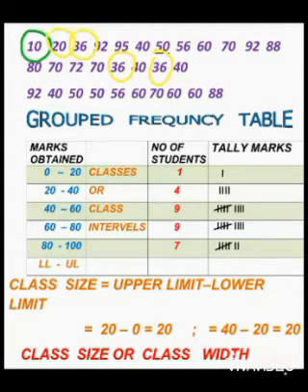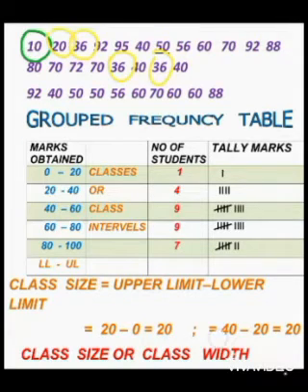Now let us find class size. How to find class size, children? The difference of upper limit and lower limit we call class size, meaning upper limit minus lower limit. Here, see the first class interval, 0 to 20. What is the upper limit? 20. And what is the lower limit there? 0. So class size is equal to upper limit minus lower limit, 20 minus 0, which is equal to 20.